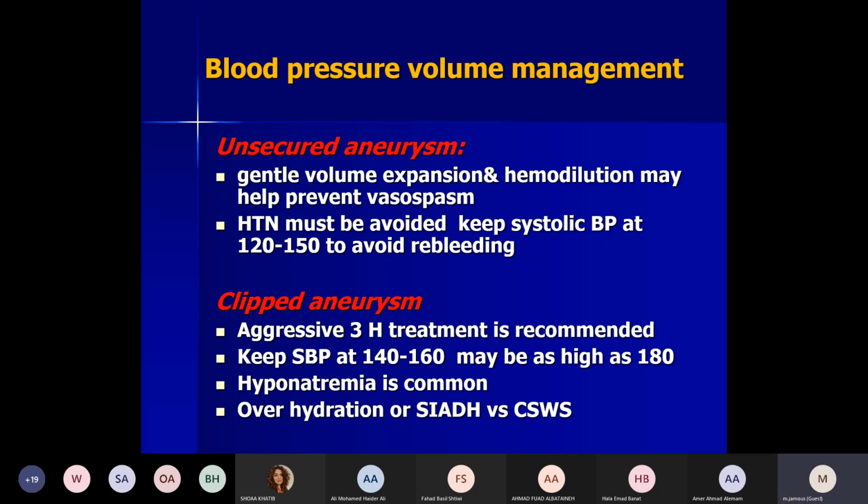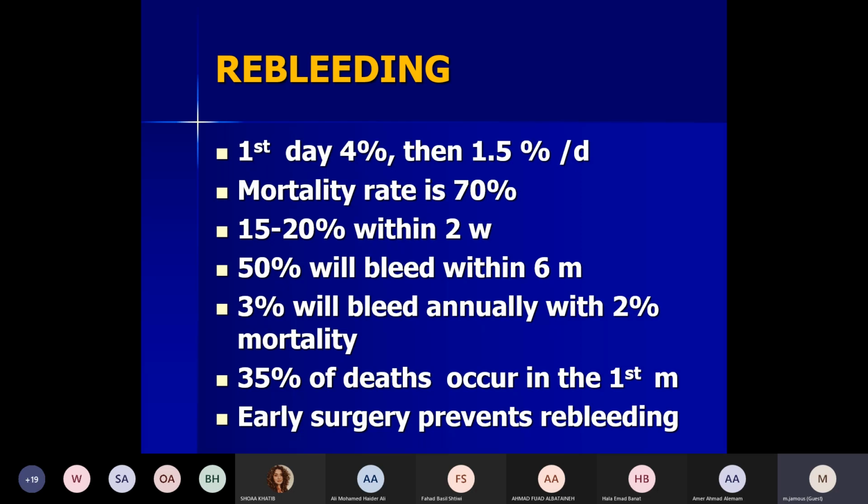So again, our main concern in the initial hours after subarachnoid hemorrhage is to avoid and prevent rebleeding. Those patients are at high risk for rebleed, and rebleeding sometimes equals death in those patients. Those patients already have a high mortality rate. So if they develop another bleed in the initial hours after subarachnoid hemorrhage or in the first 3 days, this will lead to high mortality reaching up to 70 to 80%.